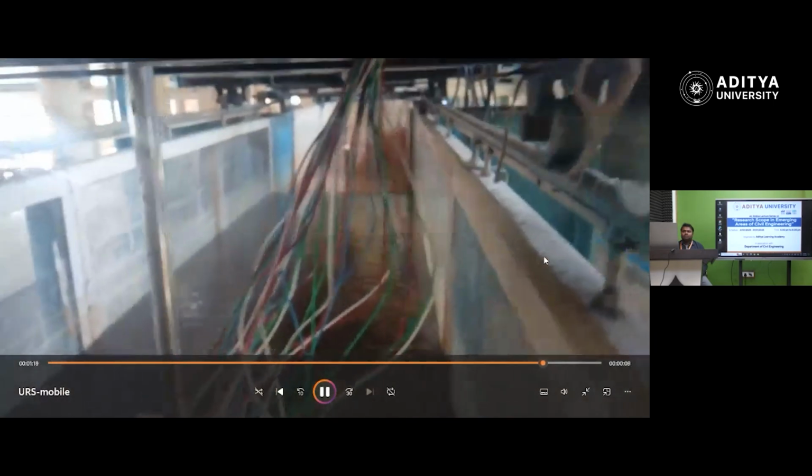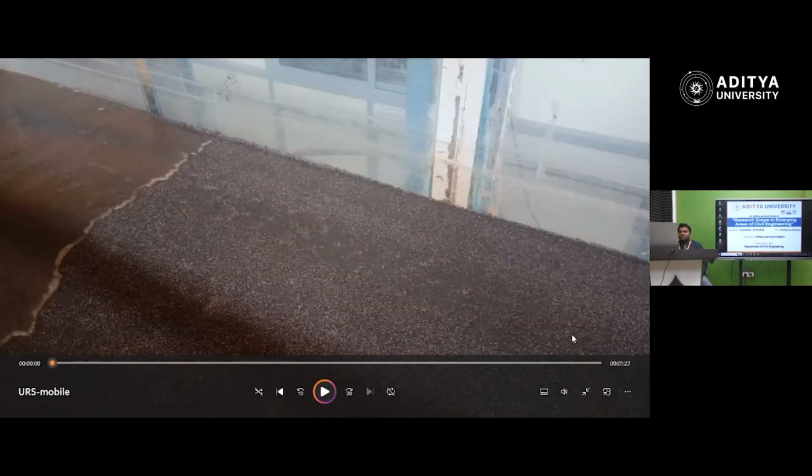So these are the arrangements there in our institute. This is the working area. This is the setup there.